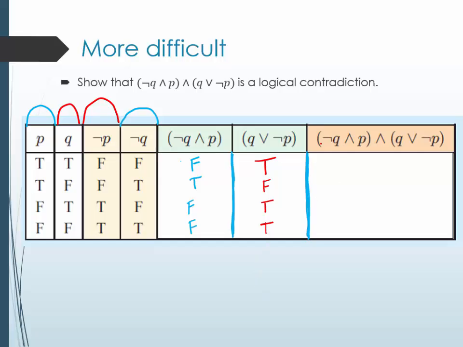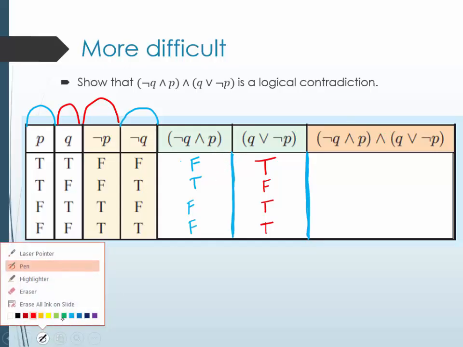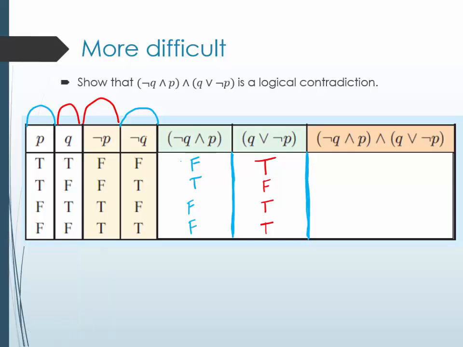False, true. So lastly, we have the wedge, or the conjunction between the two that we just made up. So let's make this a beautiful, lovely green. So we're looking at those two. Let's think. We have 2 truths that we're looking for, right? That is false, false, false, false, a logical contradiction.